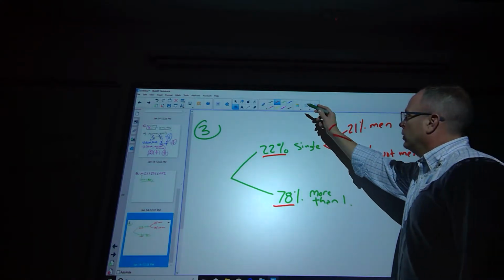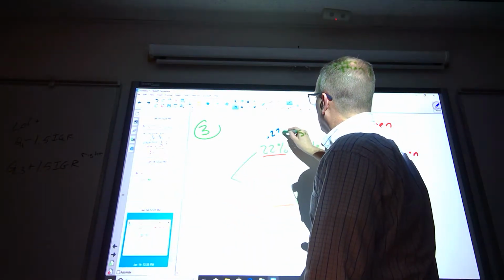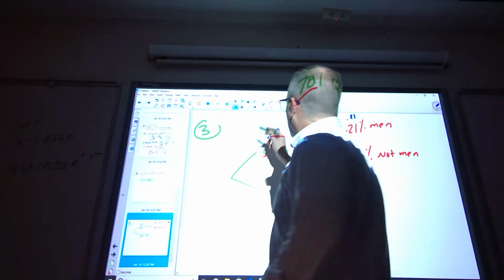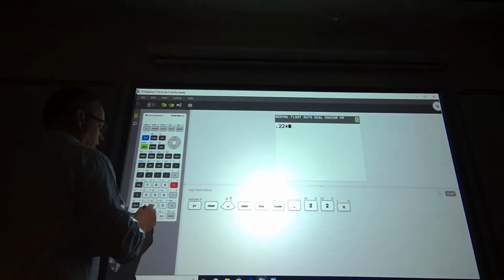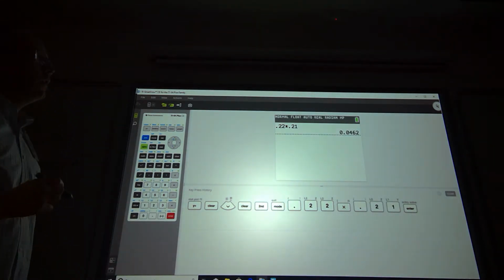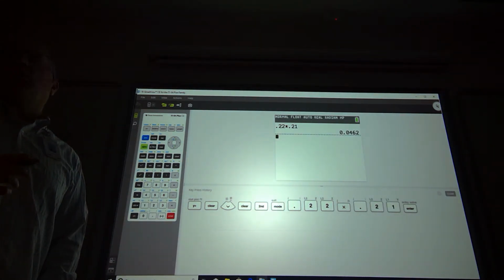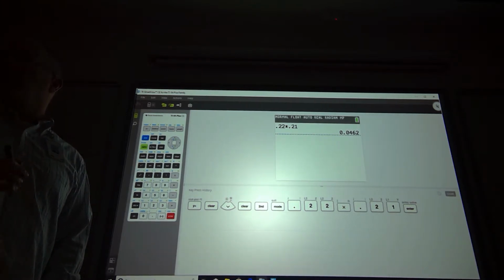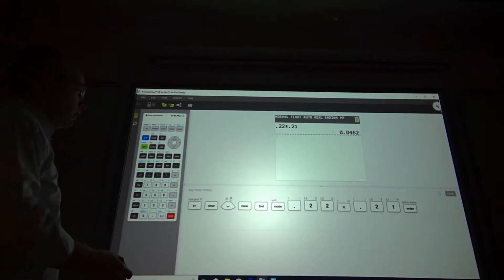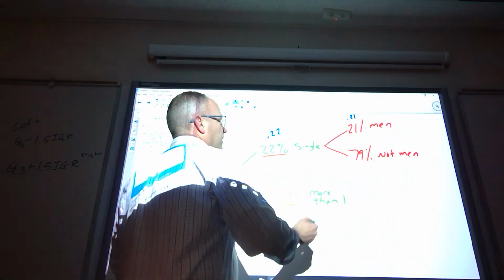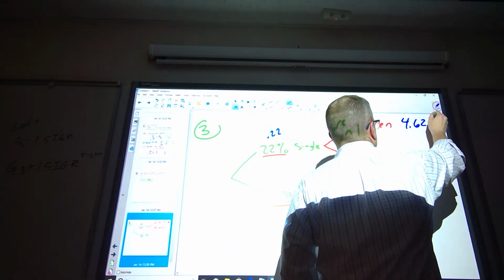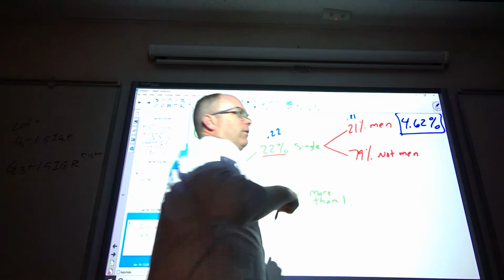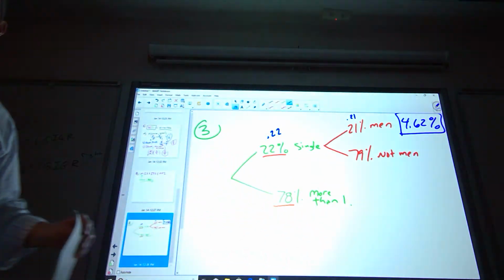So really all I have to do here is go 0.22 times 0.21. Use a calculator, 0.22 times 0.21, 4.62% of households. You have the individual that's male that runs it, 4.62. Is that okay? I didn't even have to fill out the rest of the tree diagram. I just had to realize I had to multiply two percents together.